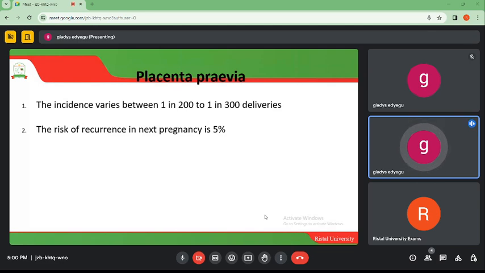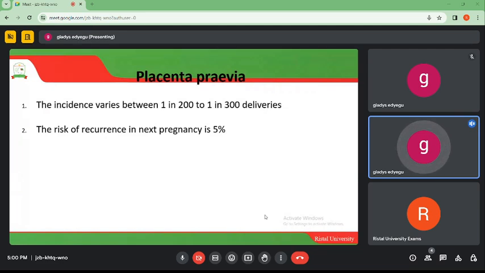The risk of recurrence in the next pregnancy is also about 5%. So if a mother has ever had placenta previa, she is likely to also get it in other pregnancies. So when a mother comes to you and tells you that she had placenta previa, you have to take note. This mother can easily get placenta previa again in the next pregnancies. So it is about 5% recurrence.